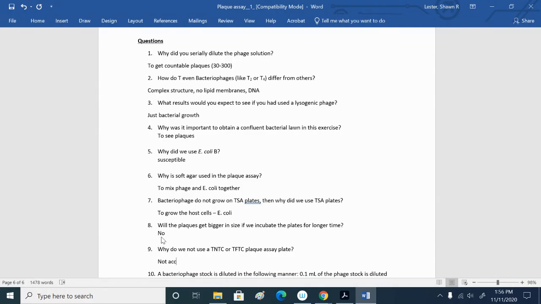Is it because it's not accurate? Yep, it's not accurate, right? Above 300, the plaques all start to grow and merge together, so it's hard to see them as distinct plaques. And below 30, it's generally not considered reliable because of experimental error.